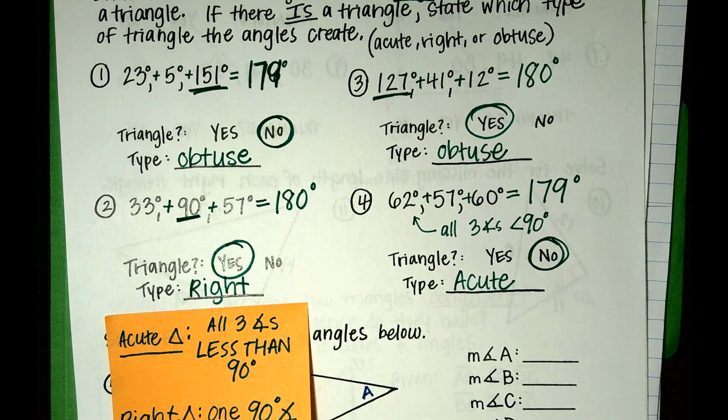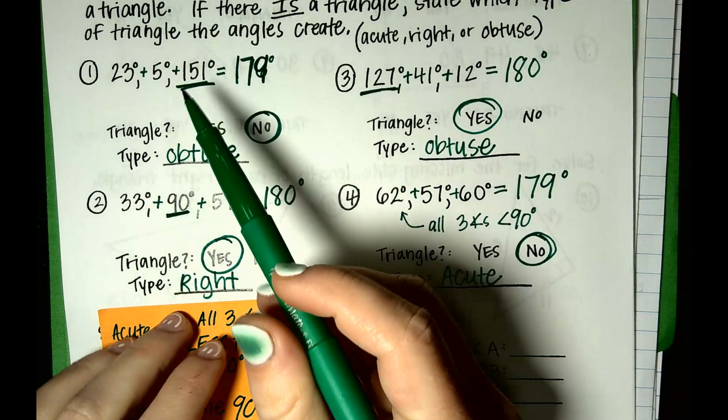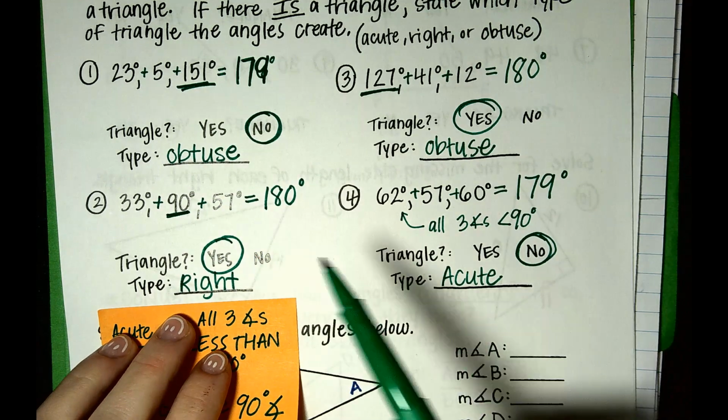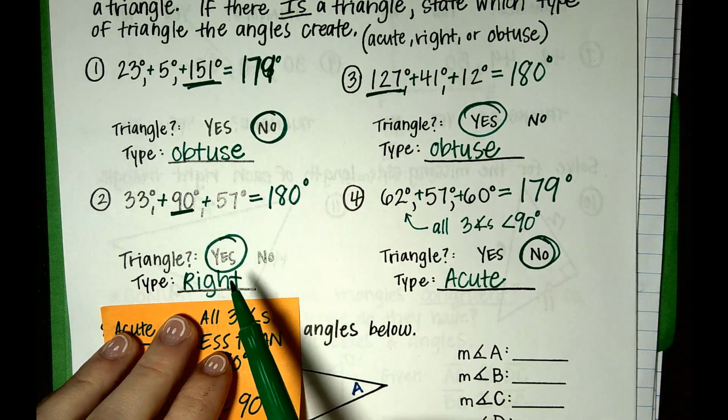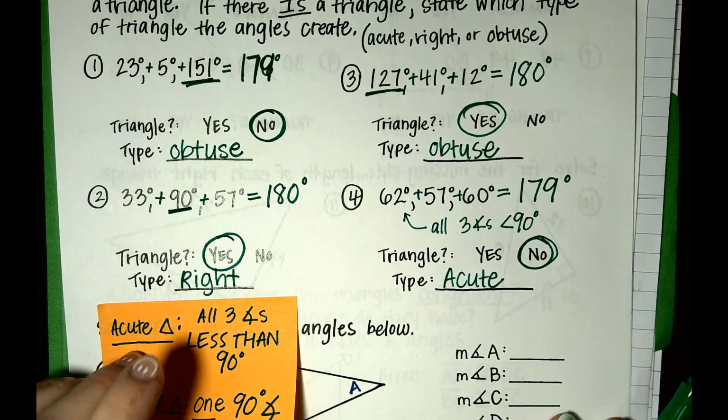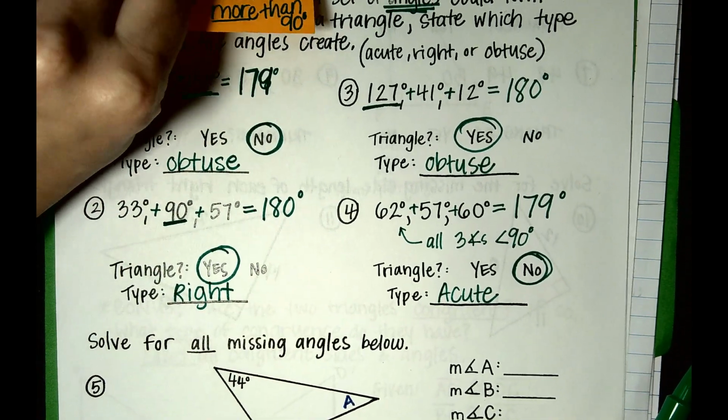So then it automatically will be obtuse? Yes, exactly. So if you have even just 1 that's more than 90, it's obtuse. If you have even 1 that's exactly 90, it's right. If you have all less, it's acute. Gotcha. Great questions. Very good questions.